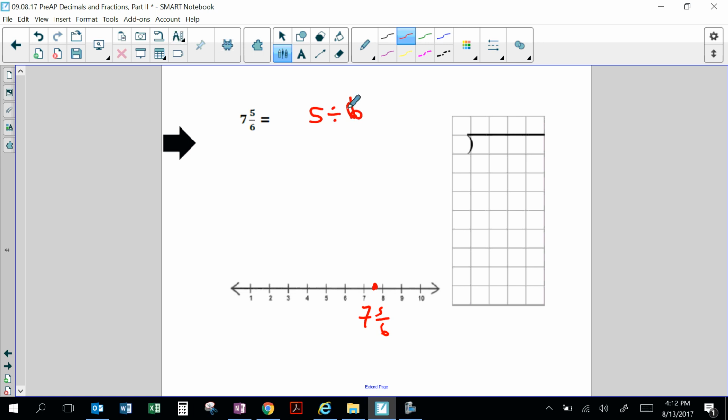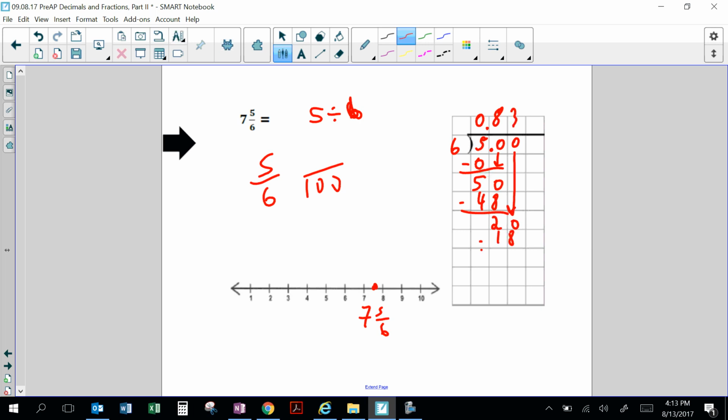Can the fraction 5/6 go into the place value 100? I don't think so. So 5 divided by 6. Can 6 go in 5? 0 times. 5 minus 0 is 5. We need to annex a decimal 0. Can 6 go in 50? 8 times. 50 minus 48 is 2. Let's annex another 0. Can 6 go in 20? 3 times. 20 minus 18 is 2. Let's annex another 0. Can 6 go in 20? 3 times. Now let's stop right here.